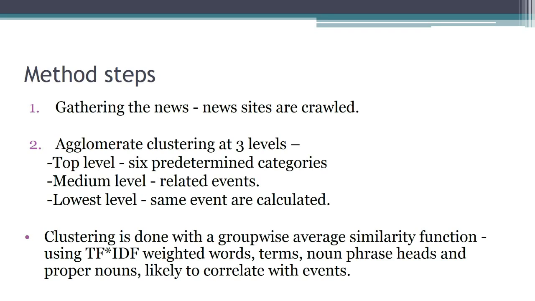The top level is predetermined categories such as finance, the medium level is related events, and the lowest level is the actual event. How do we cluster it? There's a similarity function using TF-IDF weights, but also terms and phrases and proper nouns that are likely to correlate with events and not just related events. So that enables us to do clustering on the lowest level as well.